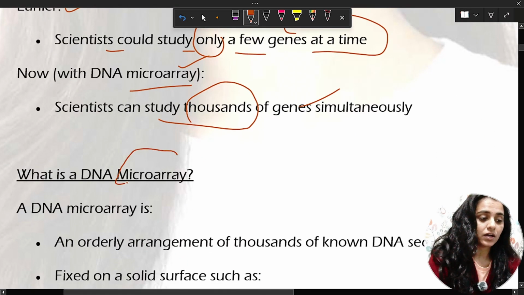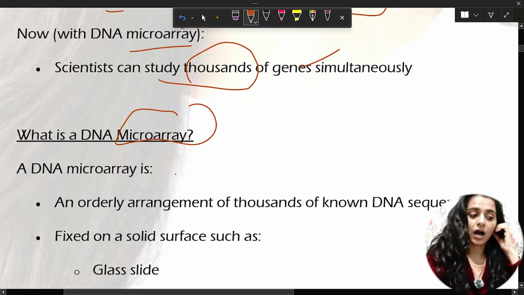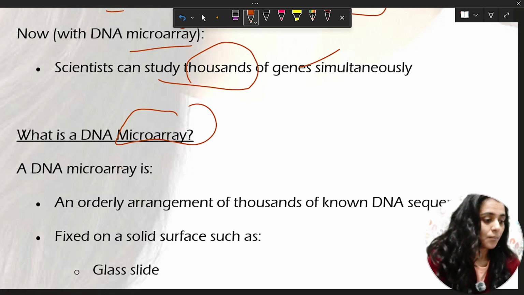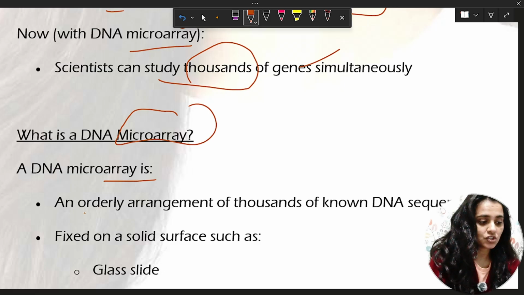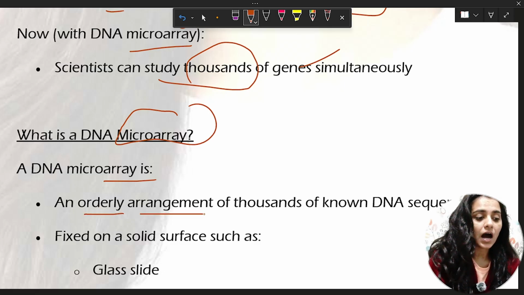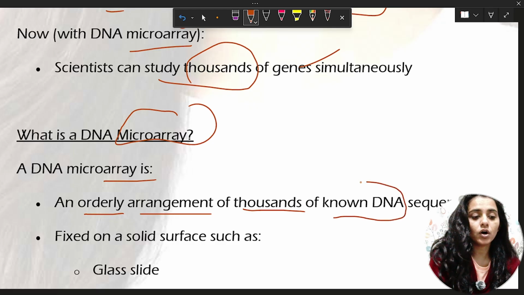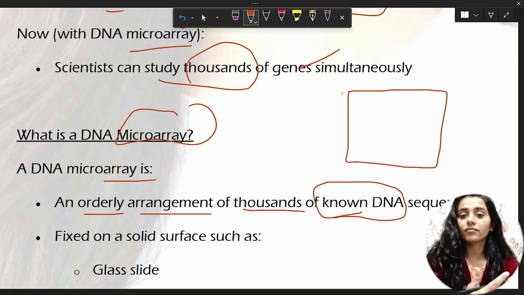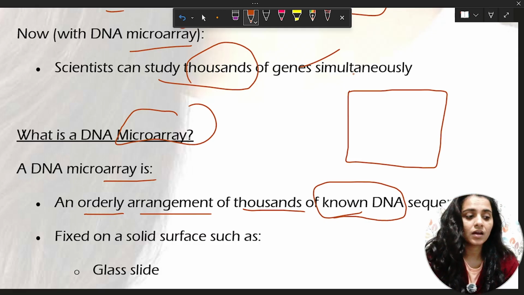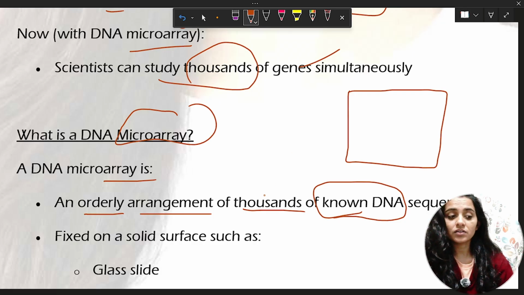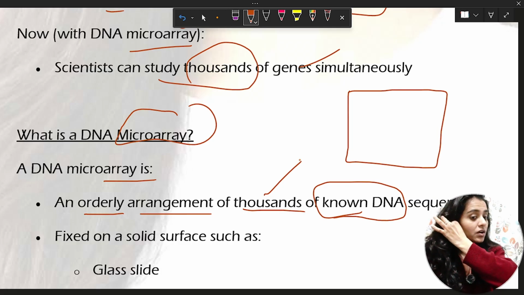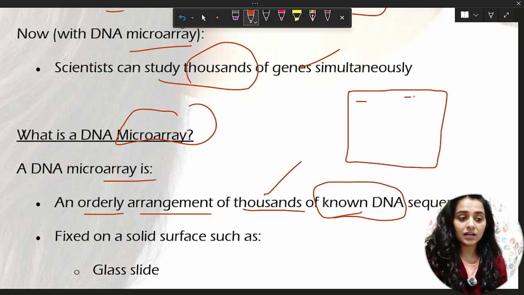So what is microarray? Now we should find out the answer of what microarray means. Microarray is a technique in which there is an orderly arrangement of thousands of known DNA sequences. The number is very high, more than 1,000 DNA sequences are arranged on a solid surface.